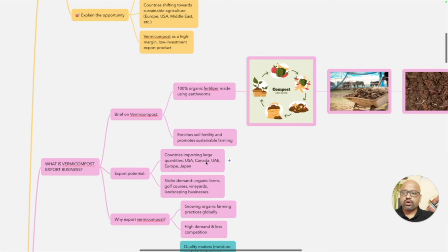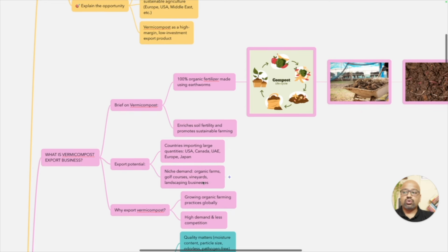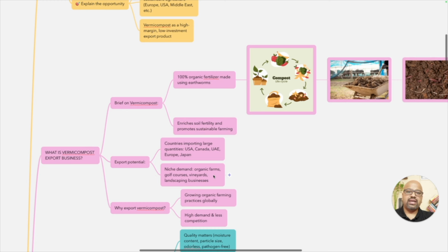Export potential is looking towards the US, Canada, UAE, Europe, Japan, as I already discussed. Maldives is missing; you can add Maldives also. So whom are you going to export to? Organic farms, typically companies who use organic medicines in a traditional or Vedic way to do the farming. Those people are procuring it.